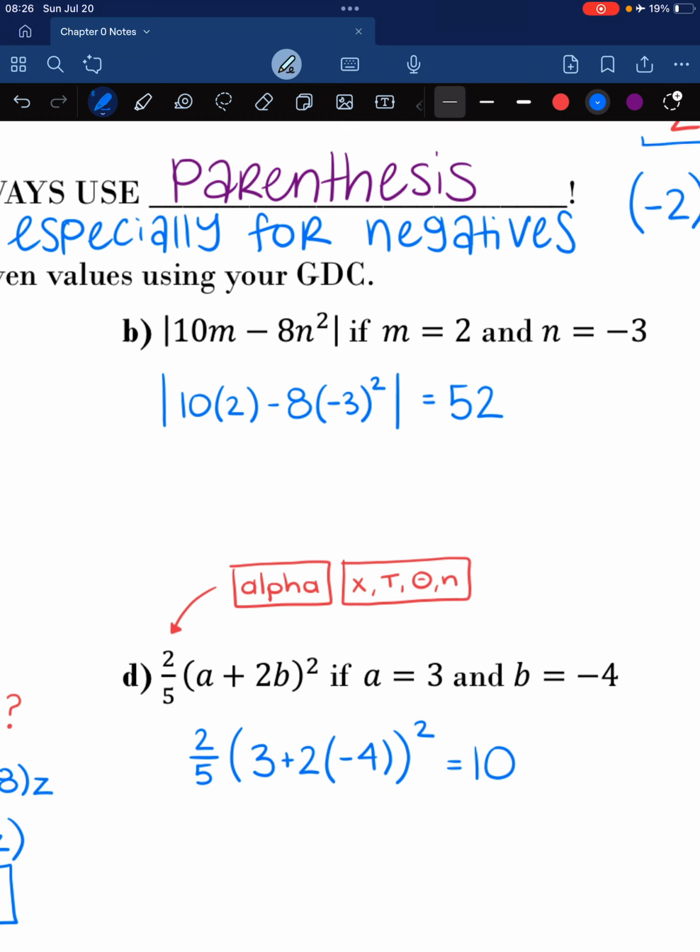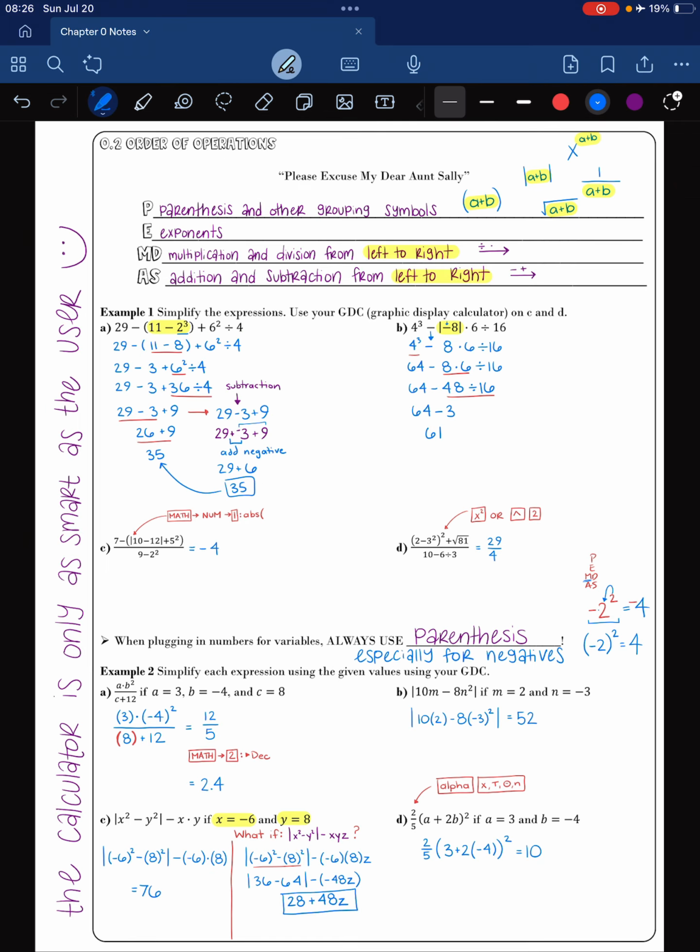Okay, but D, we will leave super straightforward. Just make sure you can type this correctly in your calculator. You should get that the answer is 10.